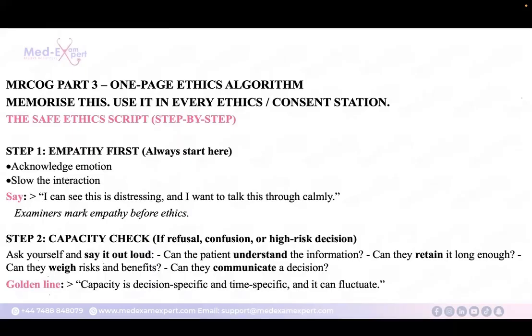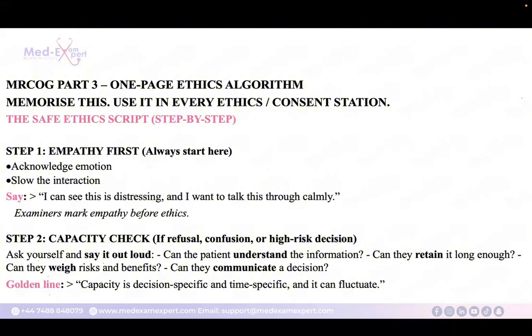Okay, which you feel is not safe for the patient, why she's refusing. So you need to check her capacity. Ask yourself and say it loud: can the patient understand this information that I'm giving to her? Can they retain it long enough? Can they weigh the risks and benefits? Can they communicate a decision?